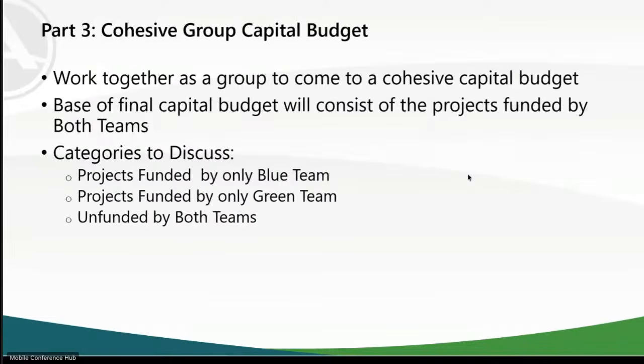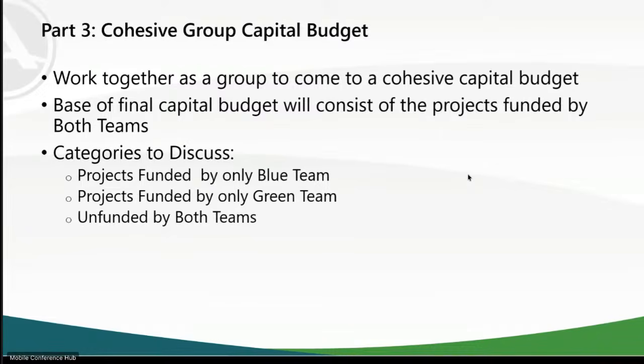Okay, so there's 4 categories going up. These are projects that only the green team funded, only the blue team funded. These are the projects that both teams funded. There's quite a lot of overlap. And then this is the group of projects that neither team funded.